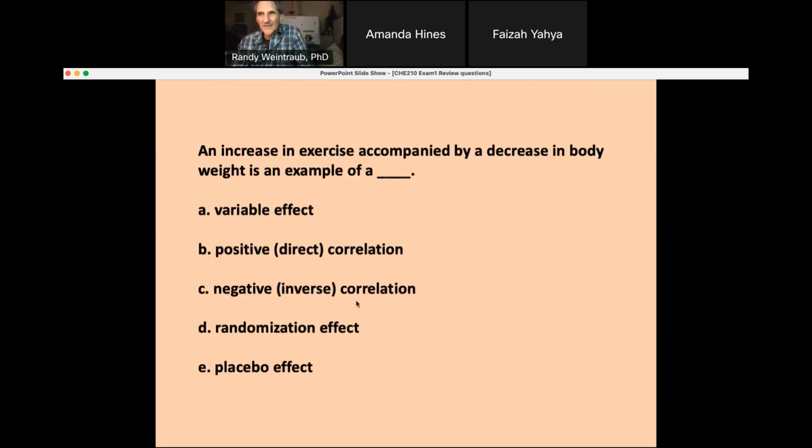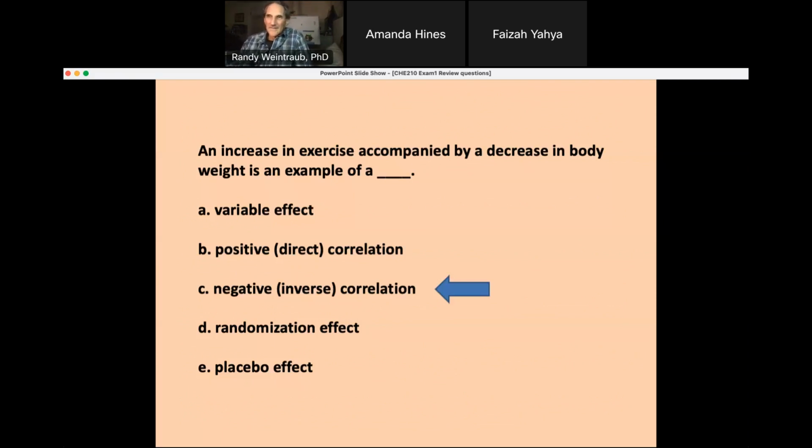Is also related to research. Increase in exercise accompanied by a decrease in body weight is an example of what? Okay, we're increasing one, we see a decrease in the other. What's the relationship there? It's a correlation, an inverse correlation.